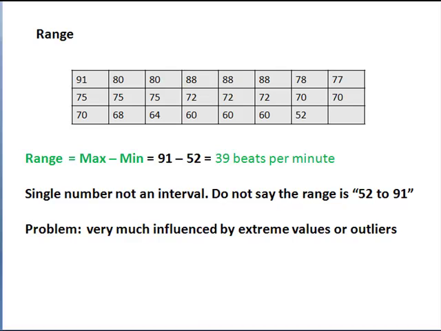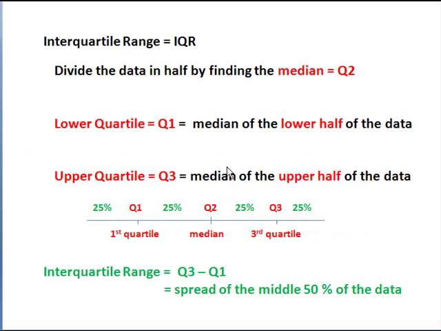Let me also note that a common mistake is to quote the range as an interval. People say the range is 52 to 91. In statistics, the range is a single number. It is the difference between the maximum and the minimum, in this case 39 beats per minute.